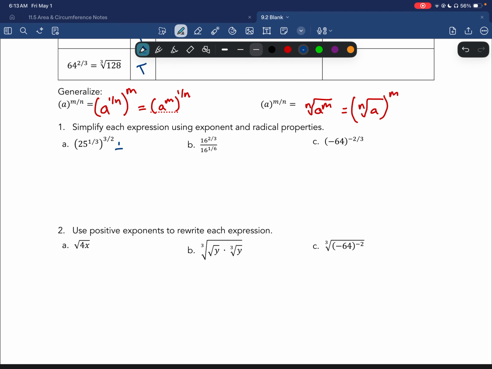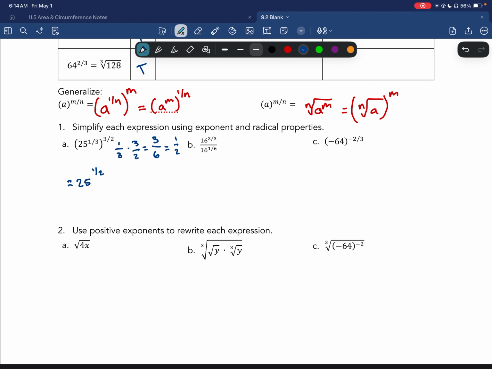I've got 1/3 times 3 over 2. If you forgot how to multiply fractions, here's how you do it. Top multiplies with the top, so 3. Bottom multiplies with the bottom, so 6. And then if that simplifies, you want to simplify it, so 1/2. So my exponent here is going to turn into 1/2. So I've got 25 to the power of 1/2.